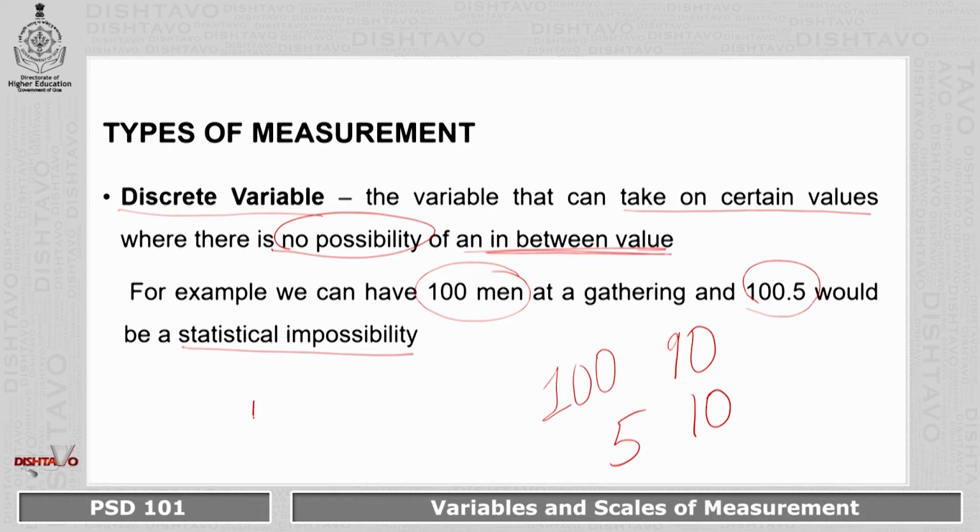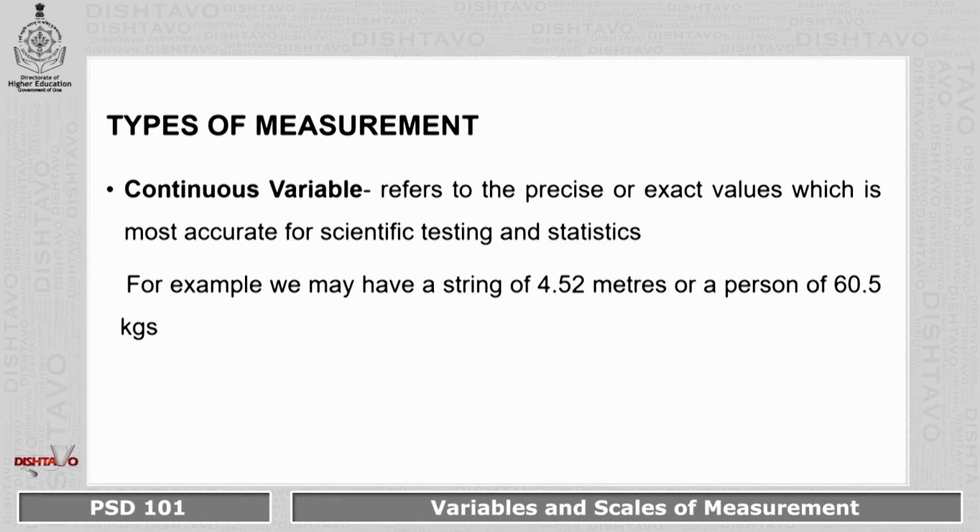Now this discrete variable is sometimes also called a discontinuous variable. So synonymously it is used with the word discontinuous. Let us go to the second type of variable. The second type of variable is called a continuous variable.